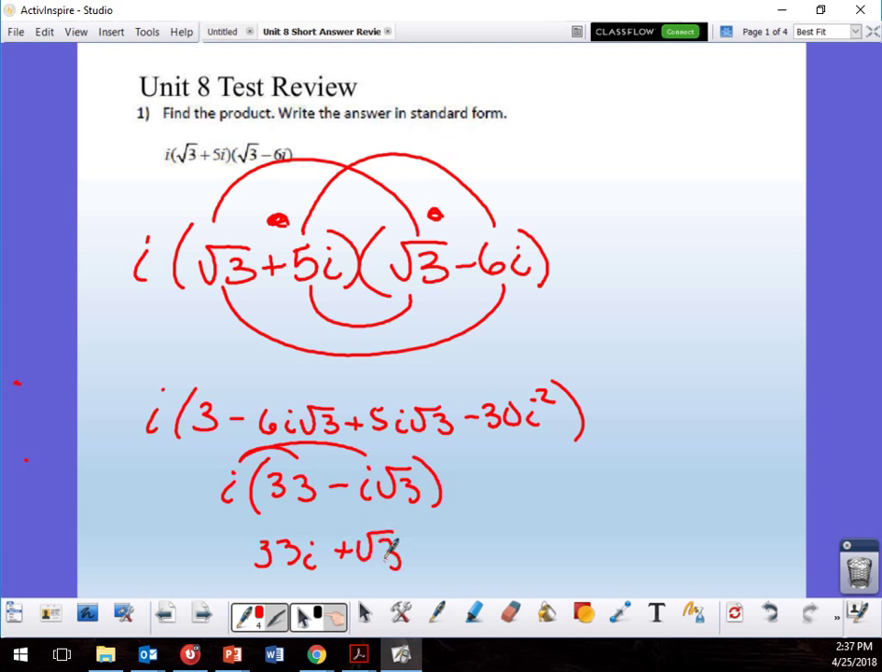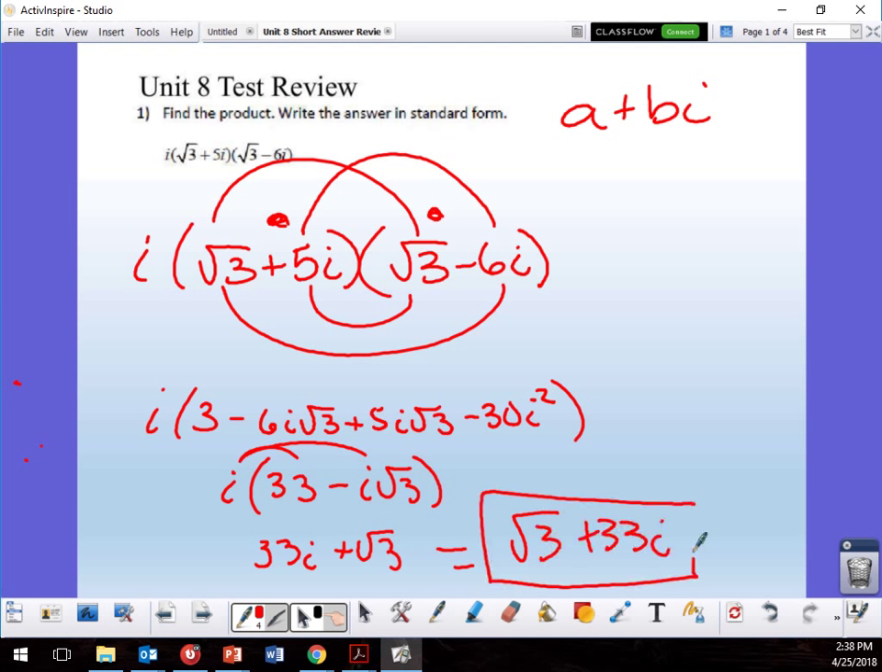But now, is that in the right form? No. Standard form is always going to be a plus bi. So that means the i has to come second. So my final answer is going to be rad 3 plus 33i. There we go. Put a rectangle around it because this is the rectangular form, standard form. Questions? Are we okay here?